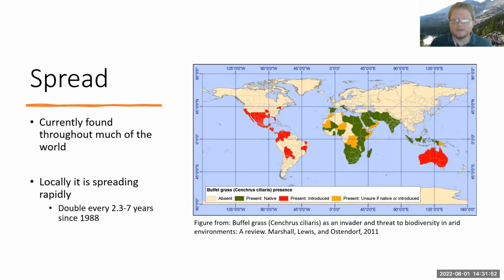And you can see here all the different places that it's been introduced. And in many of these places, it is now considered an invasive species. Most of the introductions were done in the late 1800s, early 1900s. And here in southern Arizona, it is spreading very rapidly. A recent study showed that it's doubling in population distribution every 2.5 to 7 years since 1988, and it is becoming quite an issue in some areas.